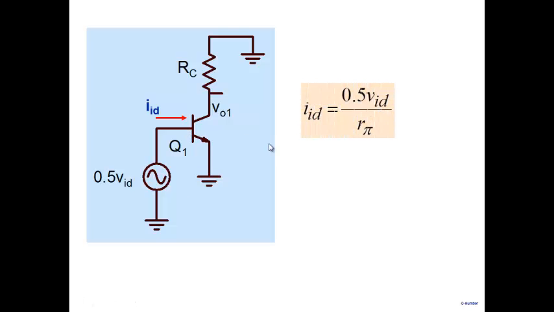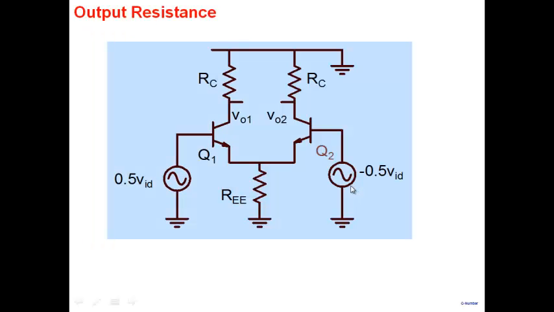Small signal ground. It's easy to see that the current that flows here is 0.5 VID by R pi. So we can take the ratio VID by I, the total differential input voltage divided by the current, and the resistance turns out to be 2 R pi. That's the net resistance that we define for differential mode operation here. Output resistance we have seen is already the same. Output resistance at this particular point is RC, so that's not an issue here.